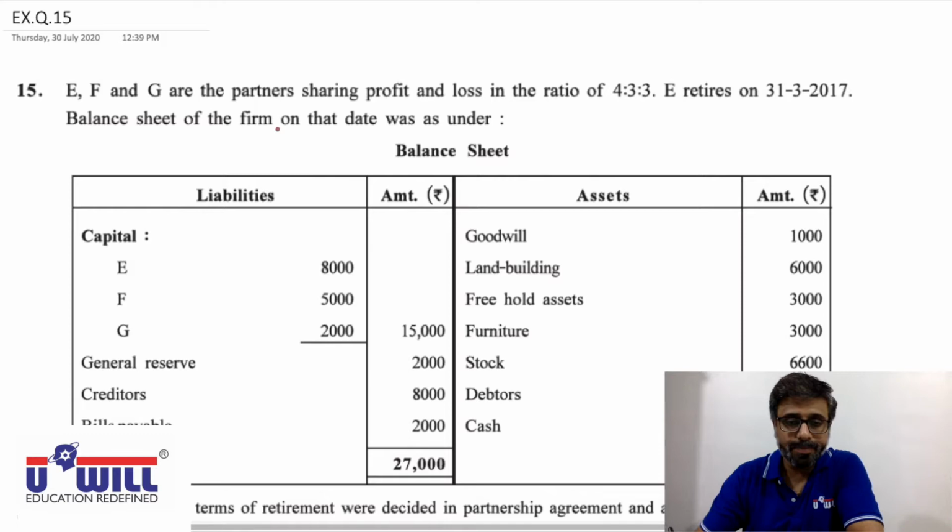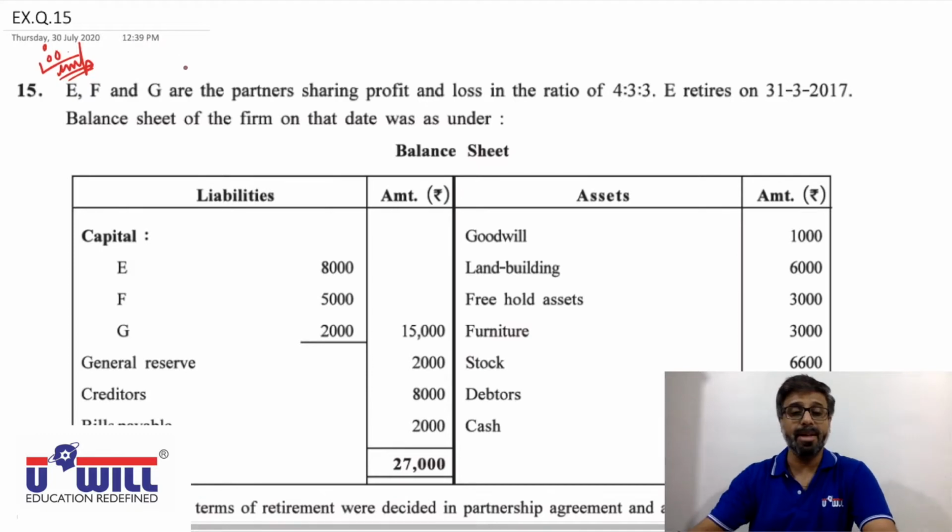Hello everyone. So we'll be taking up the next question of retirement today, that is exercise question 15. First of all, mark it as an important question as it covers a lot of important points. One of the important points is capital adjustment, which you'll understand when we solve it.